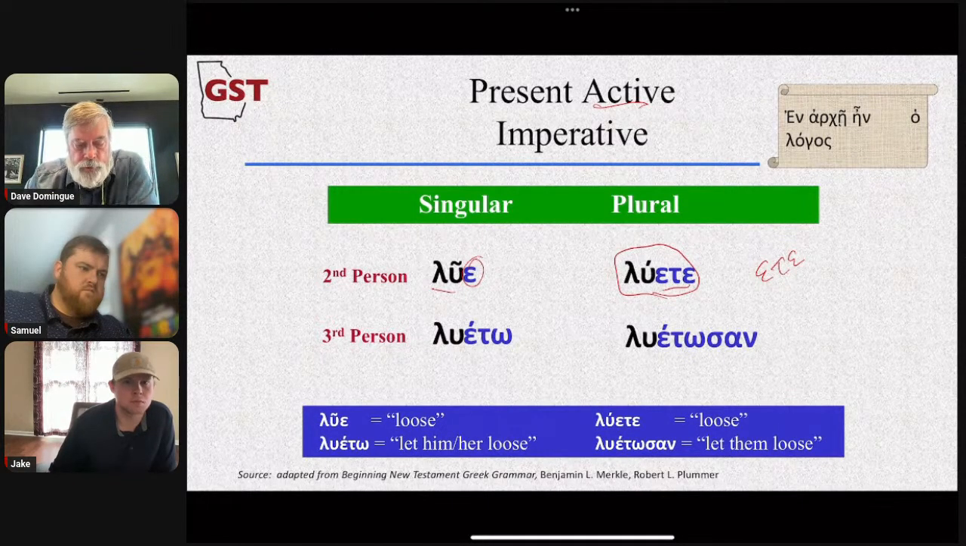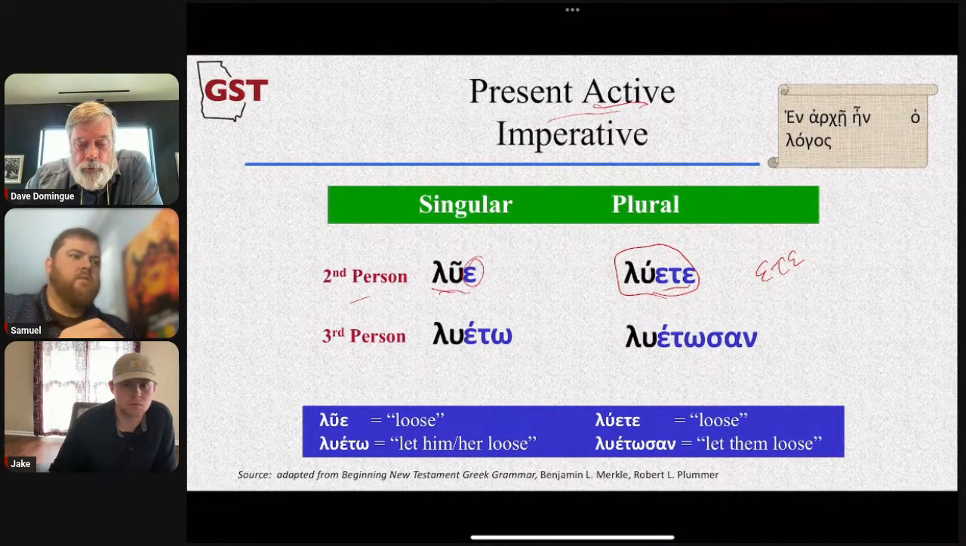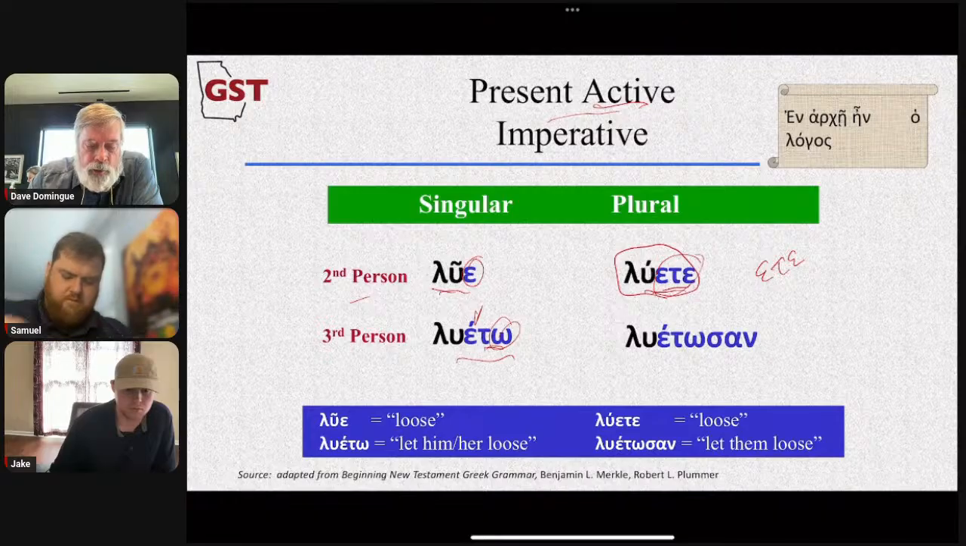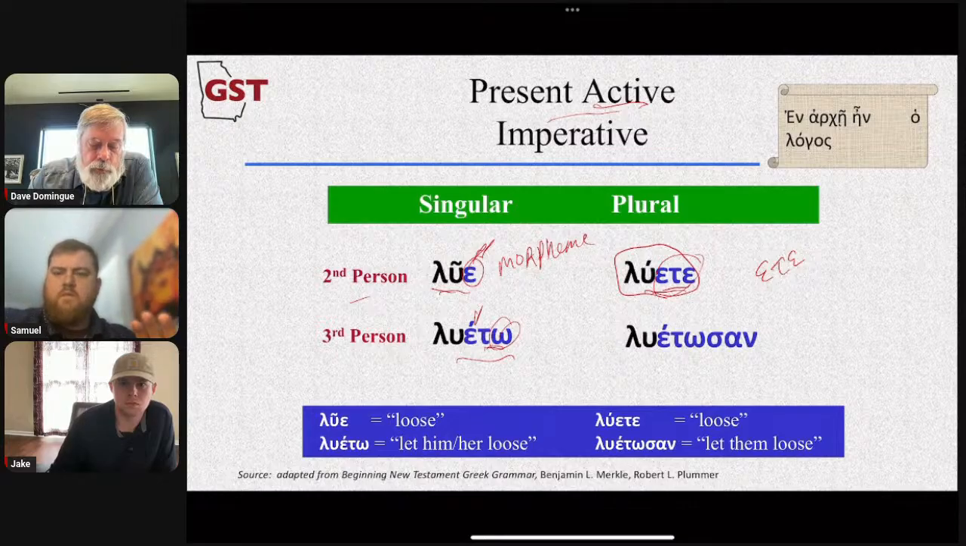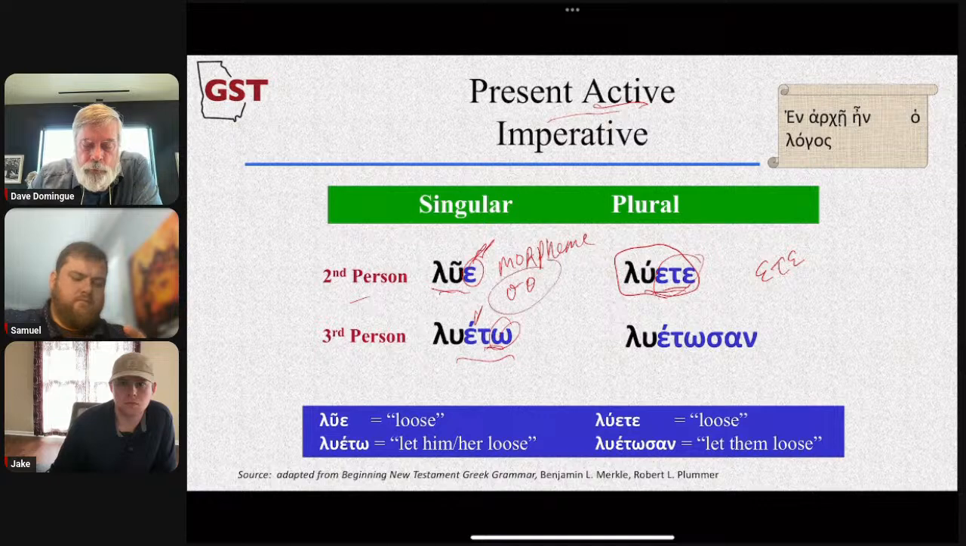Probably went a long way for nothing there. But so, our present active imperative in second person singular is lue and luete. We talked about that to death. Our third person, there's our toe ending, lueto. That's our connecting vowel, which is probably why this grammar calls it a connecting vowel. But other grammars call this the morpheme itself. I guess it doesn't really matter, although when you go to some other forms, it uses that sigma omicron, and that's why some grammars refer to it as the morpheme, because it's not the same versus a connecting vowel. But I don't know.